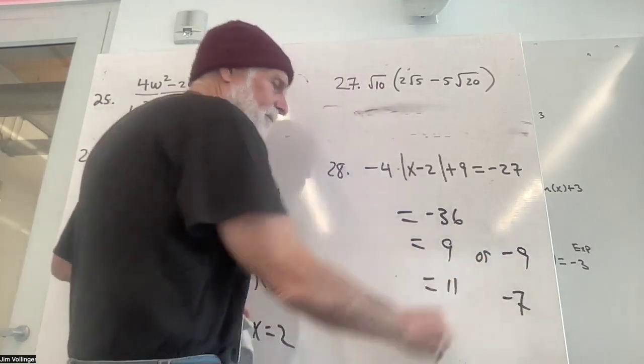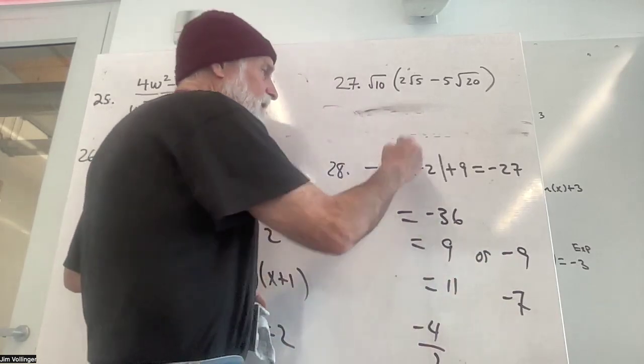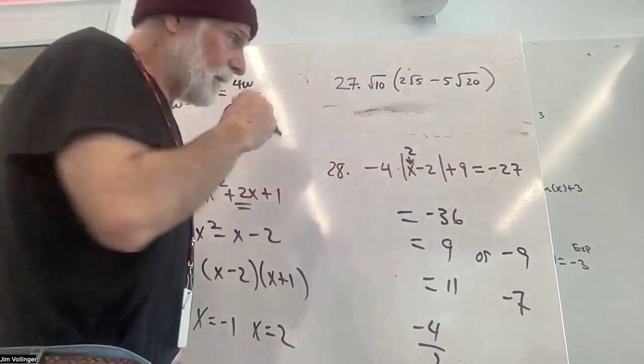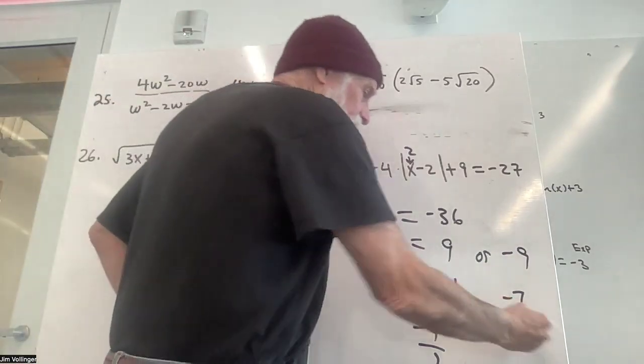Negative 7. I'm going to add up my answers, which is negative 4, divided by 2. Checks out. Those are symmetrical to the x value of the vertex. So my answers are 11 and negative 7.